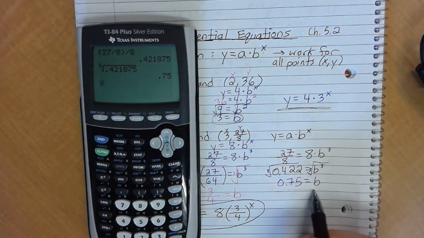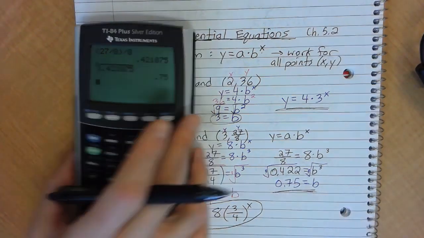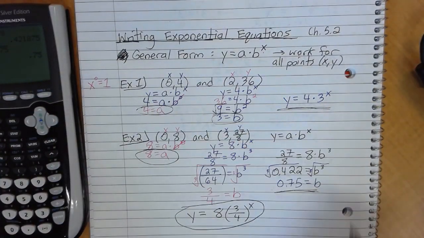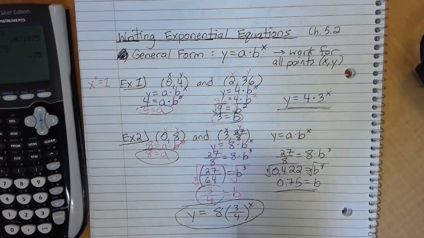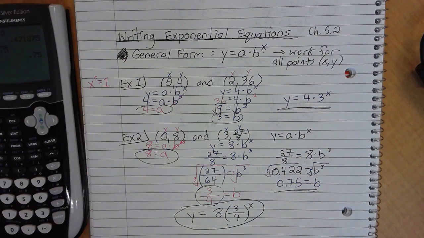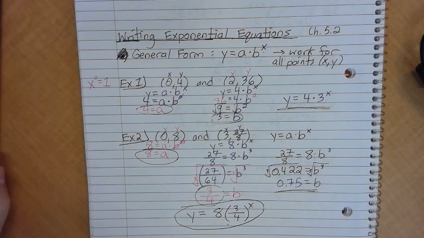0.75 is my answer, which I have right here. And that means that my equation is 8 for A and 3/4 or 0.75 for B, giving me this exponential decay problem. Those two first examples are pretty similar to each other. We have one growth and one decay problem, but the steps in general are pretty similar. This second one being a little bit more challenging overall, though.